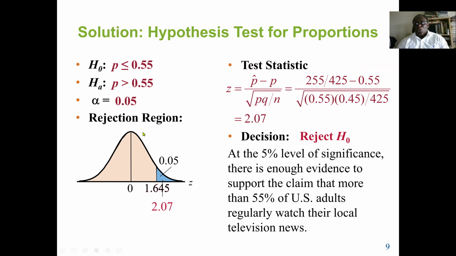So again, the construction of this distribution will depend on the value of the alpha significance level. Since this is one-way and the alternative is more than, the 0.05 goes to the right. Now, if it were less than, then 0.05 would be on the left, which means our rejection region would be the left side. Here our rejection region of H0 will be on the right side because it's more than 0.55.